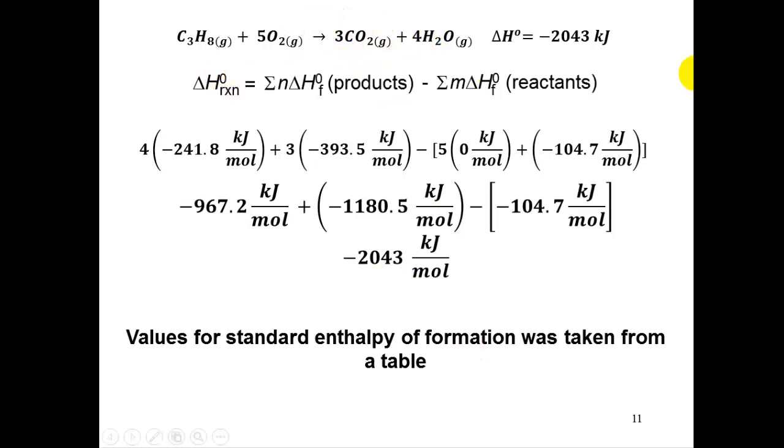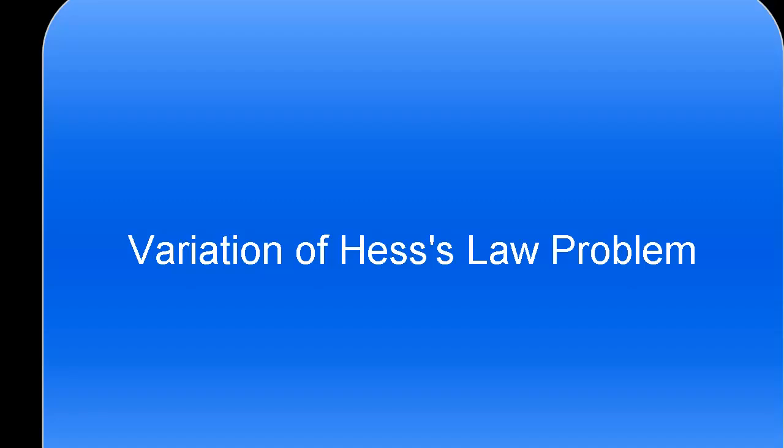There's the equation. I'll give you this equation on the exam, but it's good to remember it for quick access. Sum of the products minus sum of the reactants. Don't forget to multiply by the stoichiometric coefficient: 4 for water, multiply that value by 3 for CO2, multiply that value of oxygen by 5, and this gets multiplied by 1. So here's another example or an application of Hess's Law.